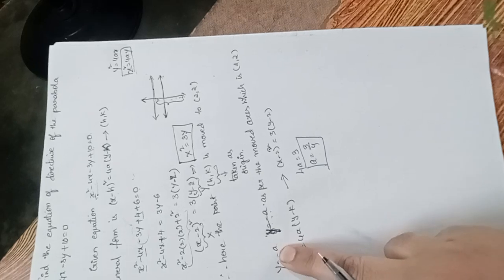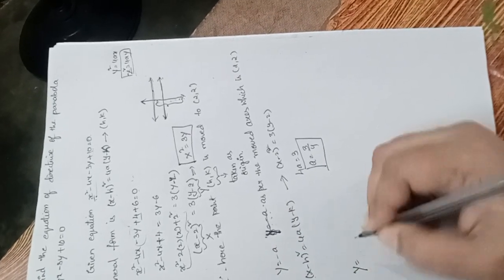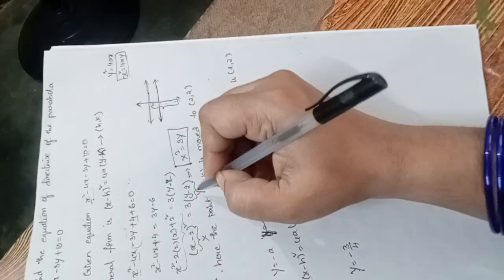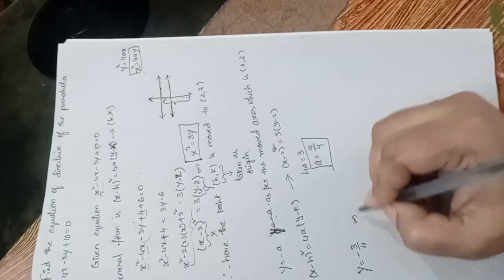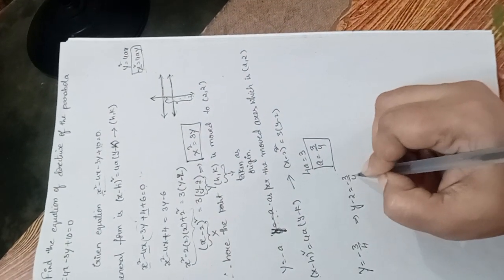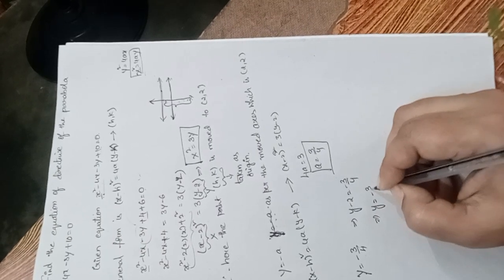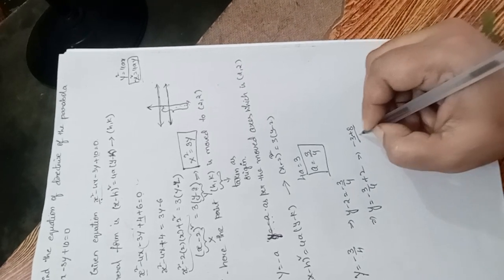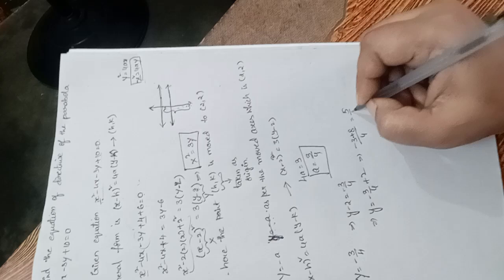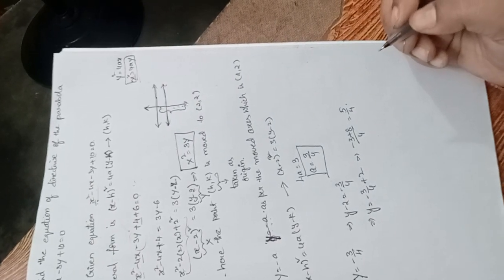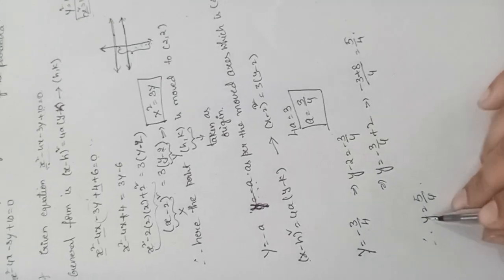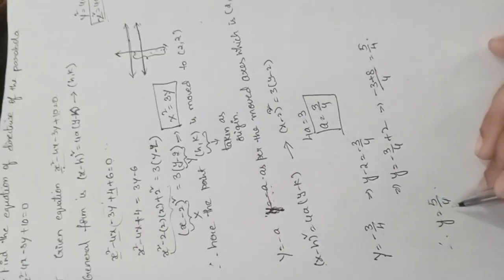Now we can use the 3 by 4 here. Capital Y equals to minus 3 by 4. But what is capital Y here? Capital Y is nothing but small y minus 2, which implies small y minus 2 equals to minus 3 by 4, which implies y is equals to minus 3 by 4 plus 2. Minus 3 plus 8 by 4, which is equals to 5 by 4. Okay, therefore small y equals to 5 by 4. Here we got y equals to 5 by 4, right?